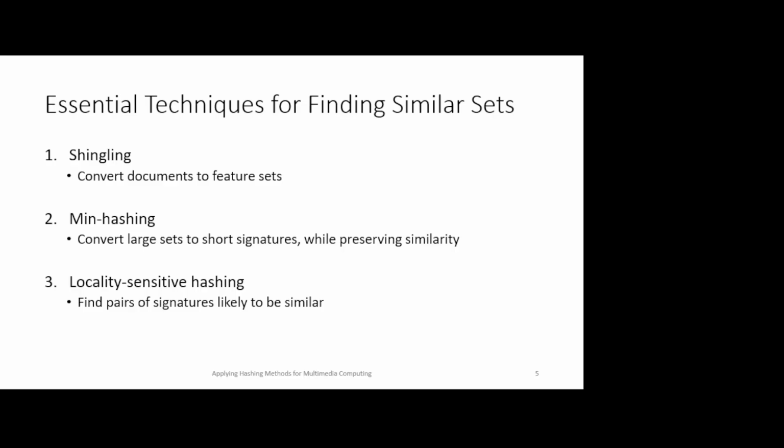Okay, so today I will introduce some important techniques used for finding similar sets, including three techniques. First, shingling. The shingling idea is to convert your documents to a feature set. It's a very easy, very simple idea, widely used in the NLP area.